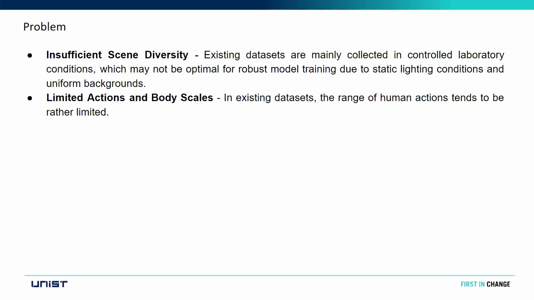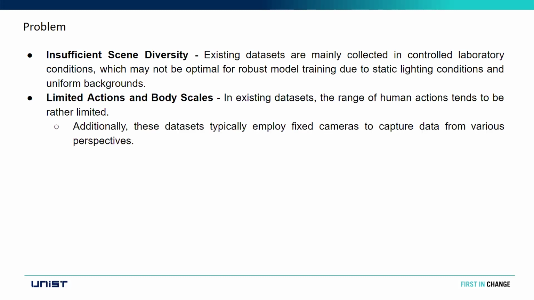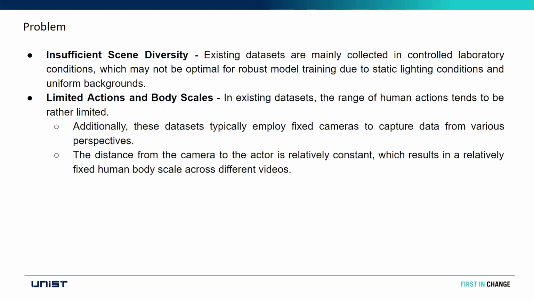The second is limited actions and body scales. In existing datasets, the range of human actions tends to be limited. Additionally, these datasets typically employ fixed cameras to capture data from various perspectives, which is bad. And the distance from the camera to the actor is also relatively constant, which results in a relatively fixed human body scale across different views.